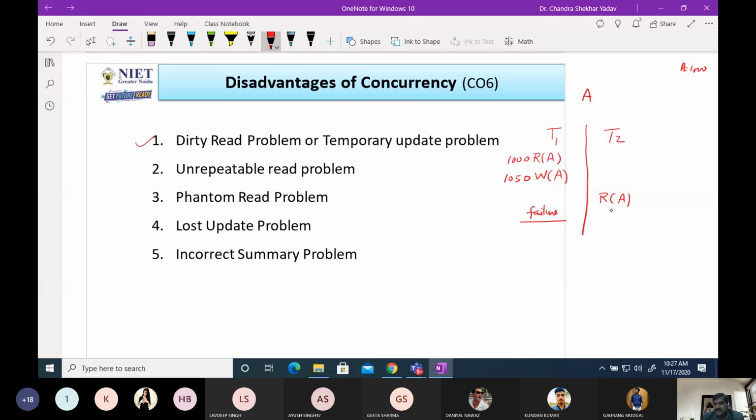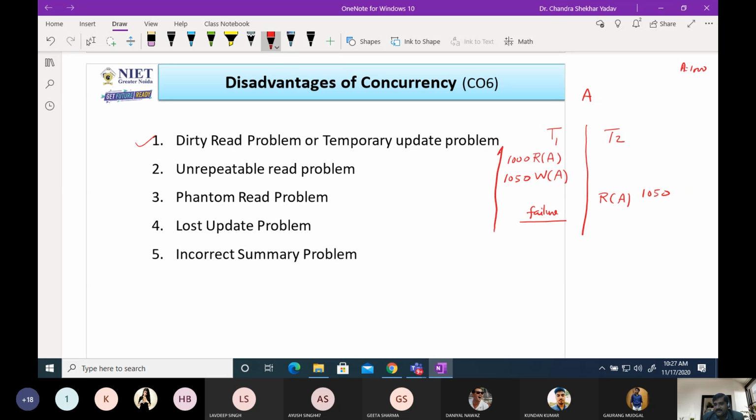Now second transaction reads the value of A. So here if the value is in the RAM, then the second transaction reads the value from the local buffer, and in the local buffer the value of A is 1050. So here the second transaction reads the value 1050.